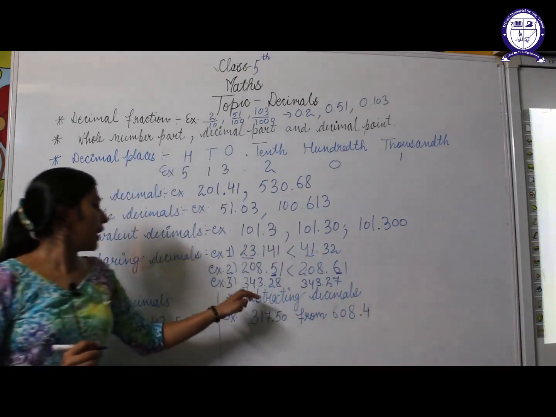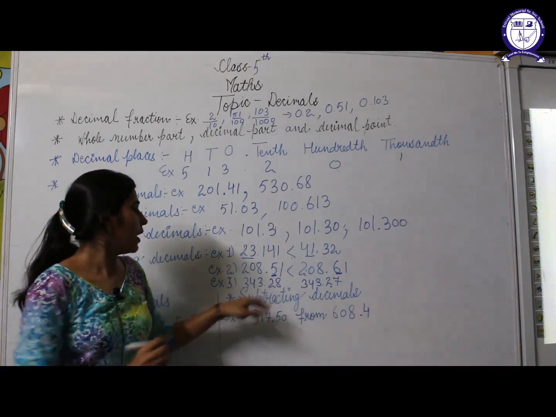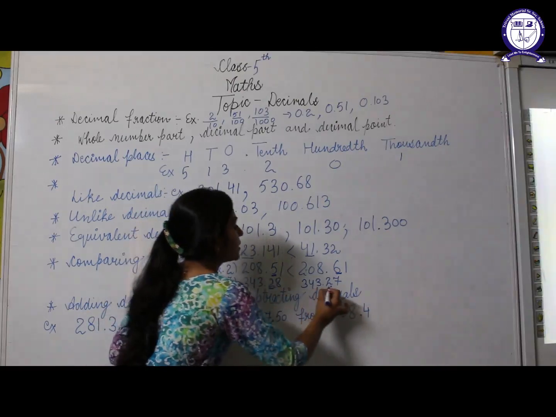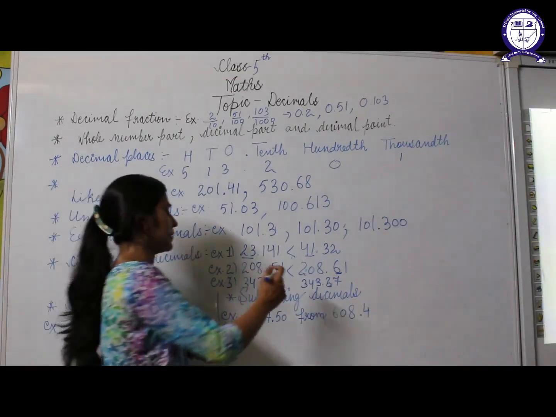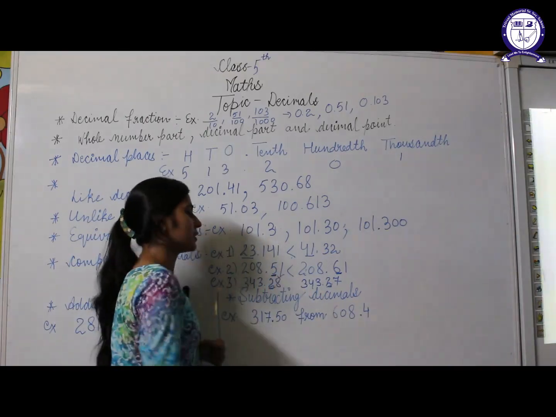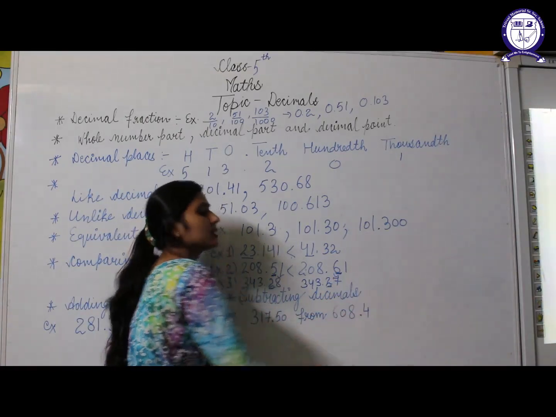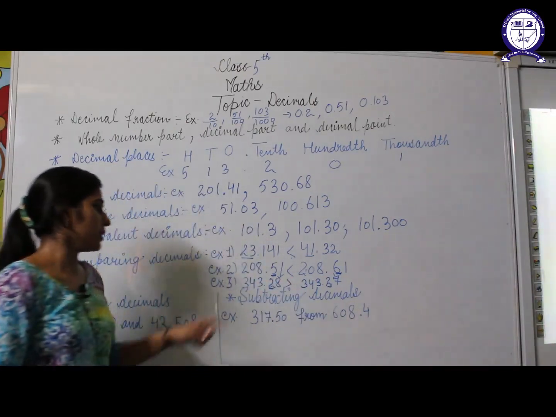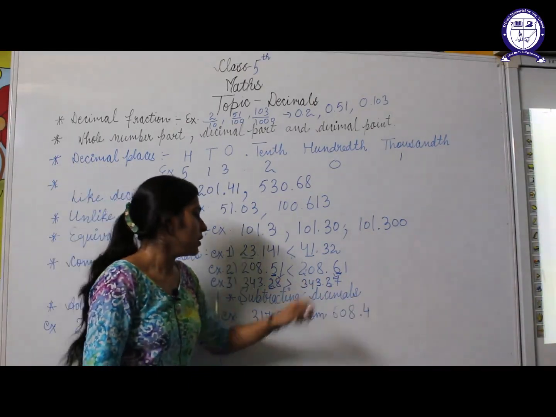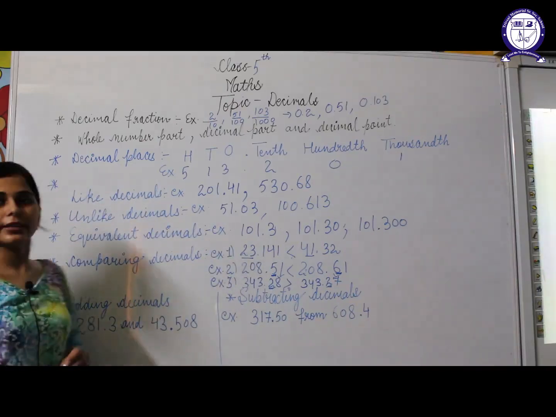So students, here the whole part is equal, and the digit at the 10th place is also equal. Then we will move towards the 100th place. Here at the 100th place it is 8, and here at the 100th place it is 7. So which one will be greater? Of course 8. So this number will be greater than that. So like this we can compare decimals, students.